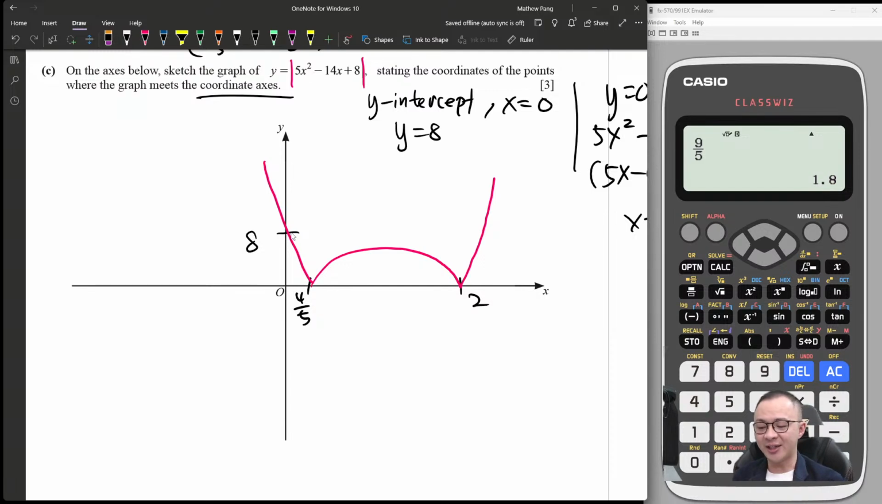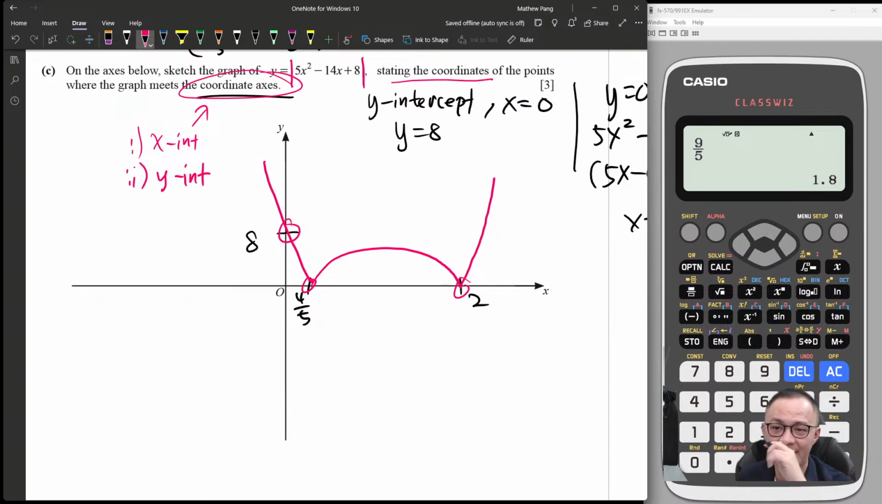Okay, so because they asked us to state all the coordinates where the graph meets the coordinate axes, this basically means they want the x-intercepts and also the y-intercept. So you can see my y-intercept is 8, x-intercepts are 0.8 and 2. Here they don't say they need us to state the turning point, so I will just leave the turning point there empty.